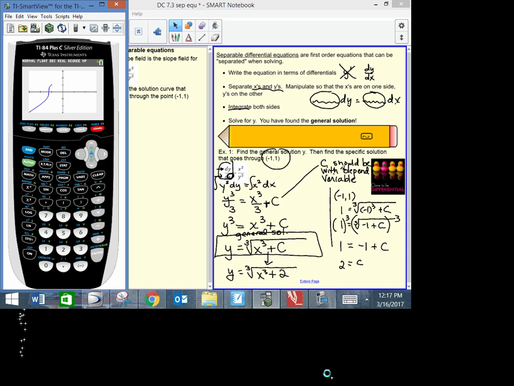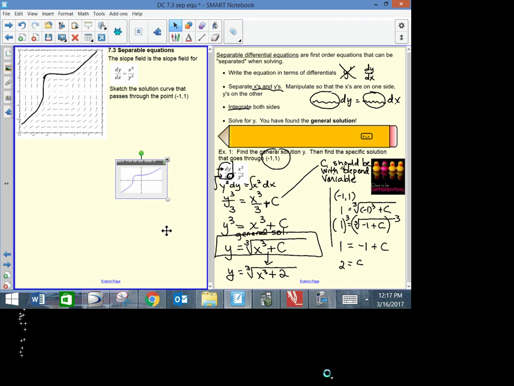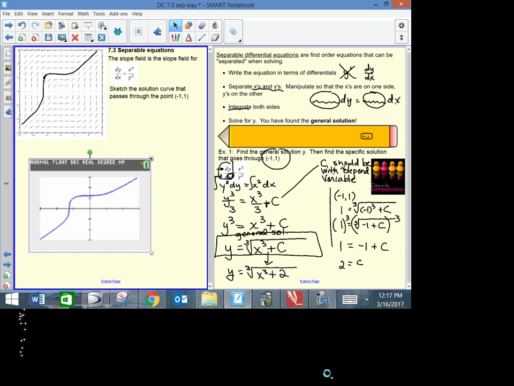There's your graph with the same window. And there's that vertical tangent that you have, that vertical line right there, where you're supposed to have no tangent. You have a vertical tangent there.